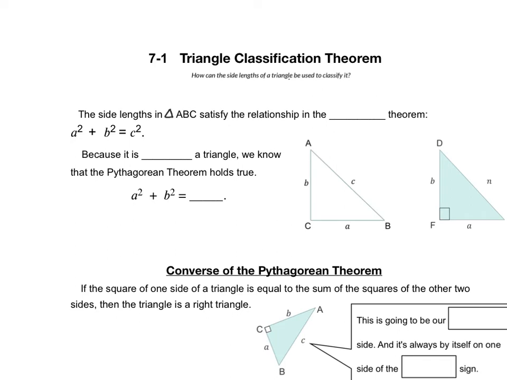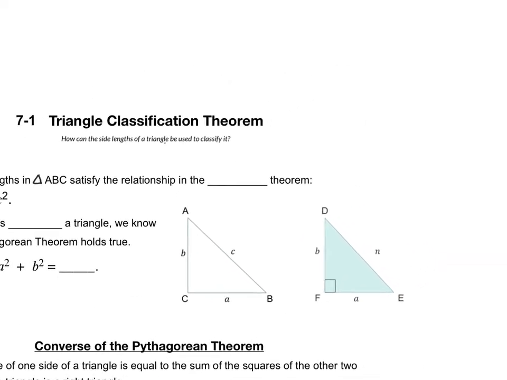Good morning, and as we continue working in our geometry lessons, we are going to move into right triangle relationships and trigonometry. The first lesson that we are going to cover is the triangle classification theorem. Moving into these classifications, we probably want to flash back to eighth grade, where we started talking about the Pythagorean theorem.